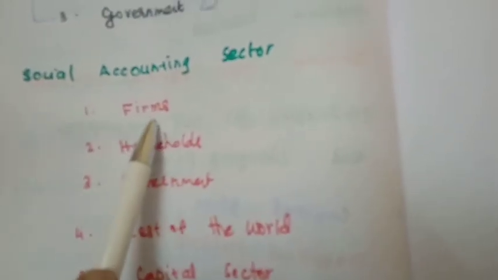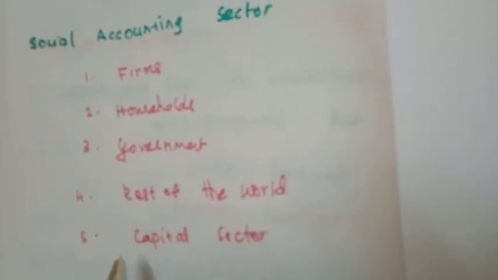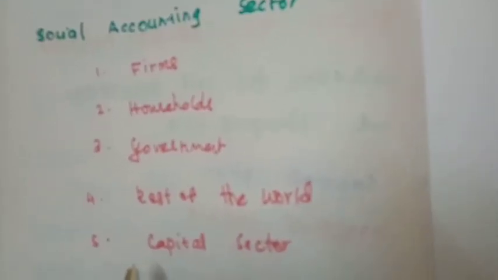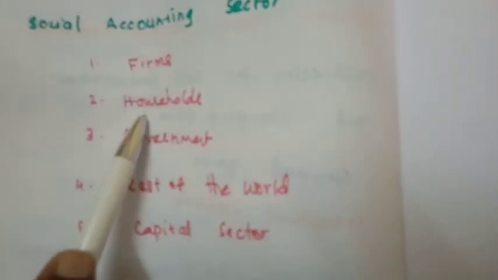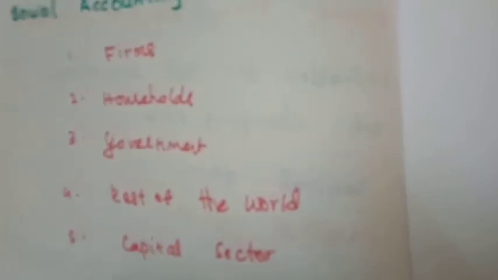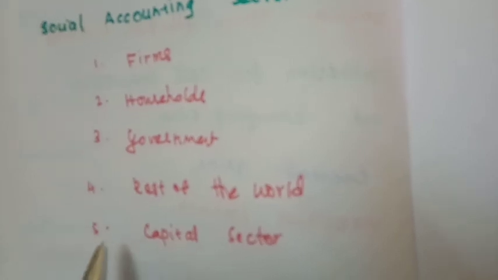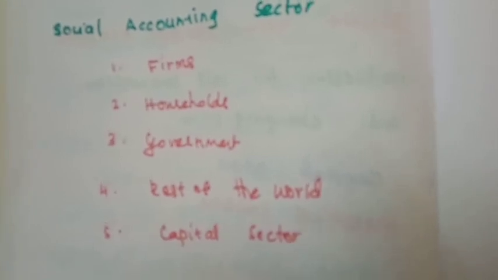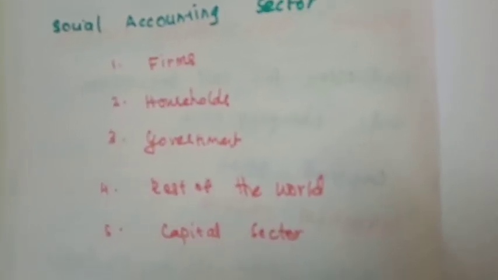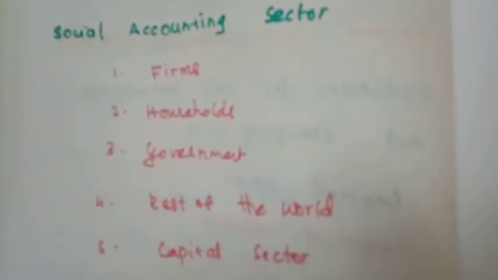First we will see the firms. The firms undertake productive activities. They are organizations which employ the factors of production to produce goods and services. Next we will move to the household. The households supply the factors of production to the firms and receive payment for services rendered. Households consume the goods and services produced by the firms.